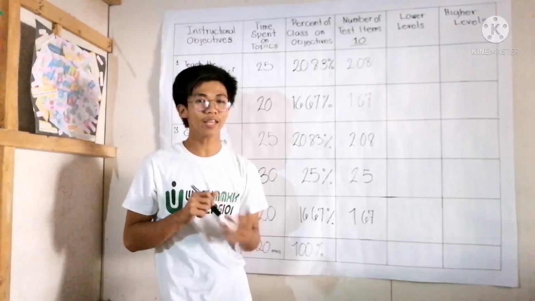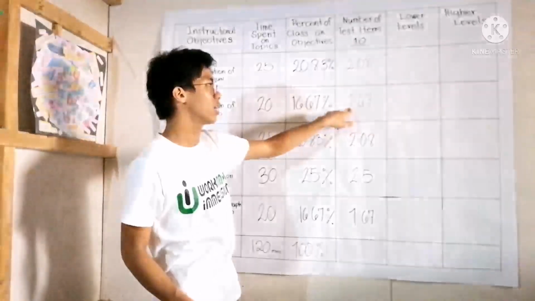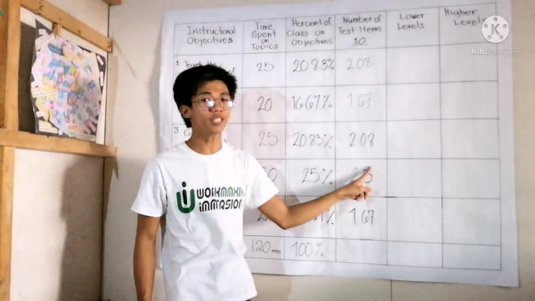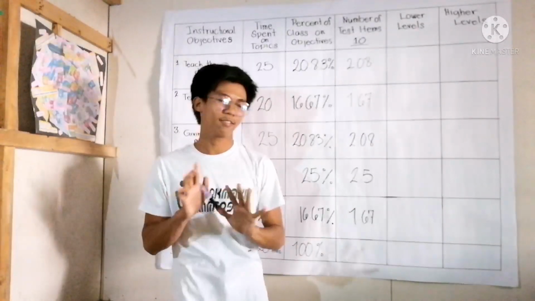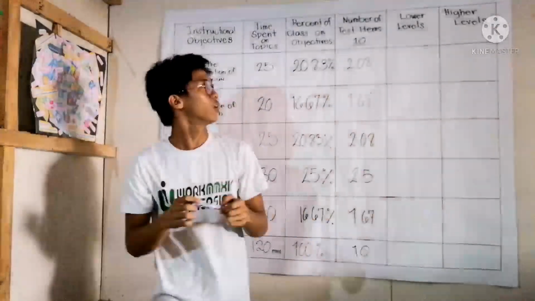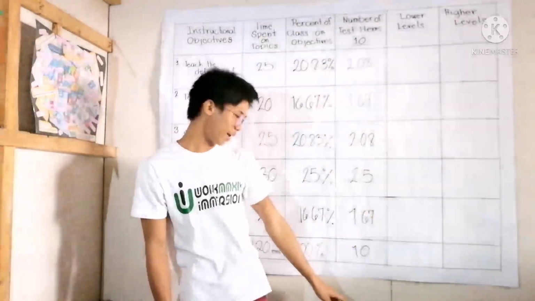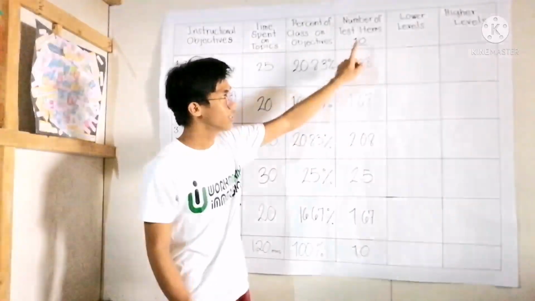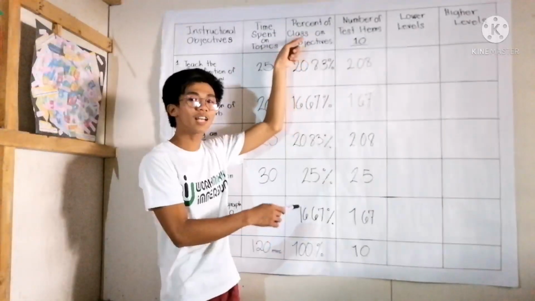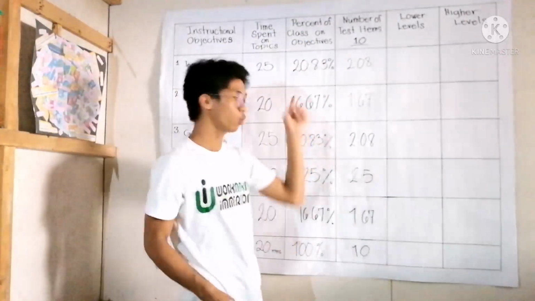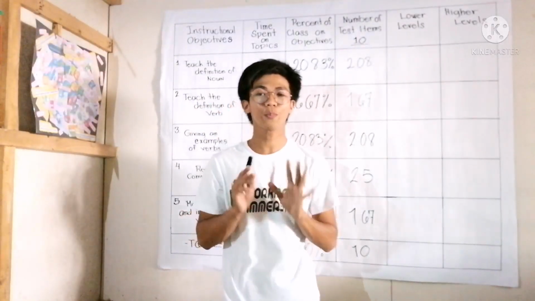Now, we will sum it all up to get 10. So 2.08 plus 1.67 plus 2.08 plus 2.5 plus 1.67 is 10. The sum of all the number of test items is 10. So as you can see, it is 10. This must be equal to each other. The percent of class must all be equivalent to 100%. So in the fifth and sixth columns, we are not going to compute anymore.